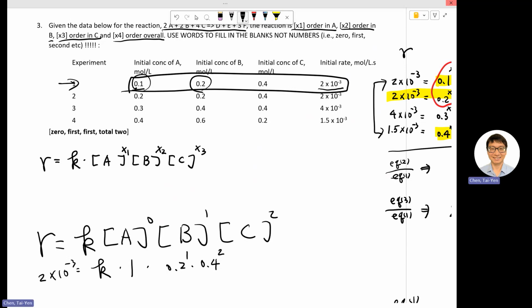Okay, so to summarize this type of question: from the experimental data, by comparing two rows of data, you should be able to figure out the order of each individual reactant and also the order of the overall reaction. Once you figure that out, then you use the data that you have here to calculate the value of your rate constant K. Those are pretty much all the things you're going to be asked for this type of question.